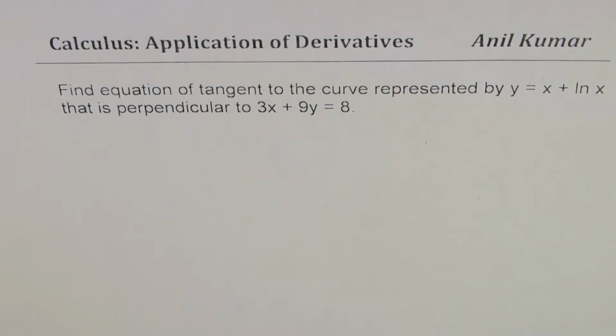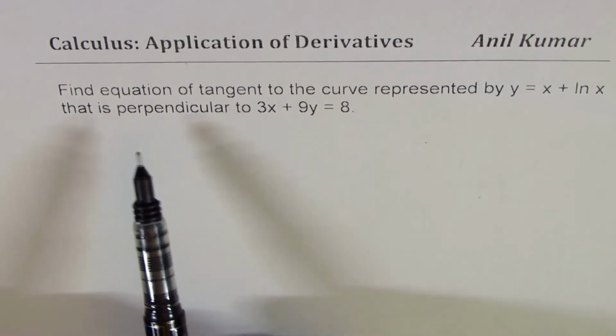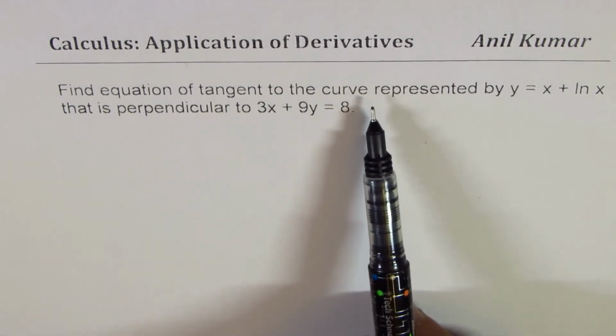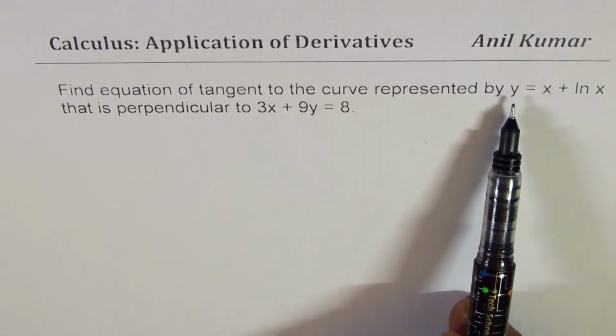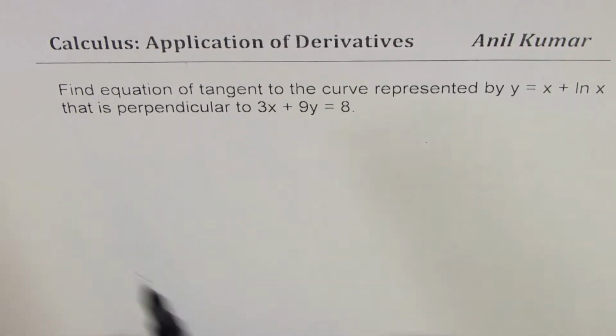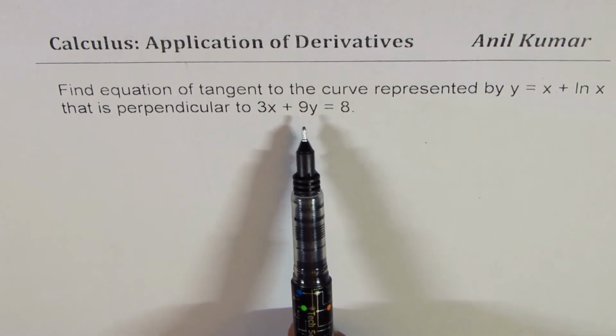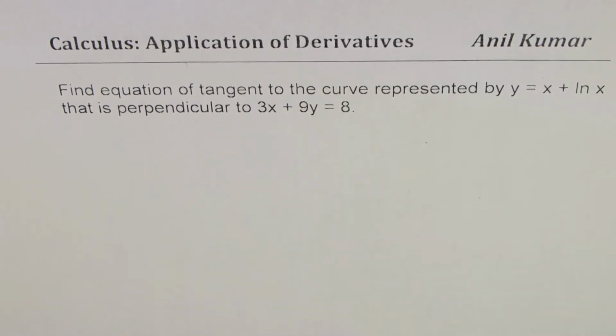I'm Anil Kumar. As a part of review of calculus application of derivatives, here is a very interesting question. You need to find the equation of the tangent to the curve represented by y = x + ln x that is perpendicular to 3x + 9y = 8. I would like you to pause the video, answer the question, and then look into my suggestions.